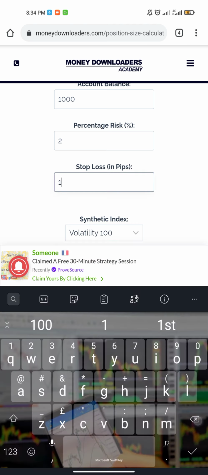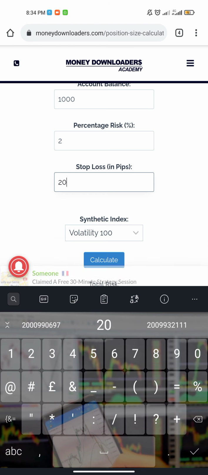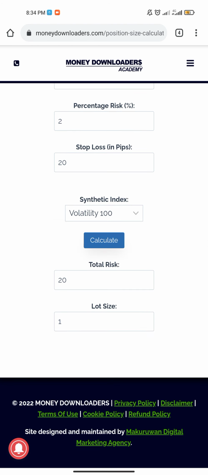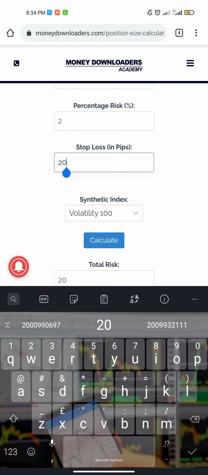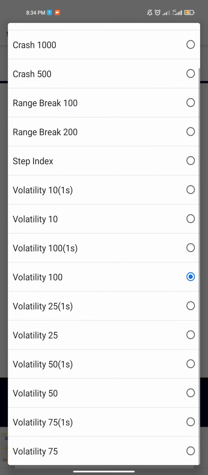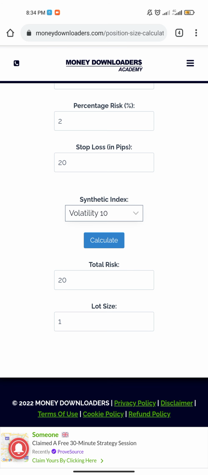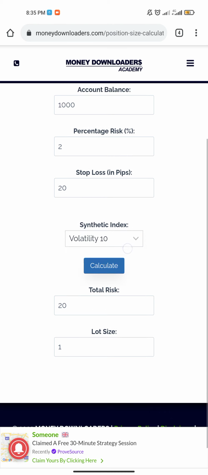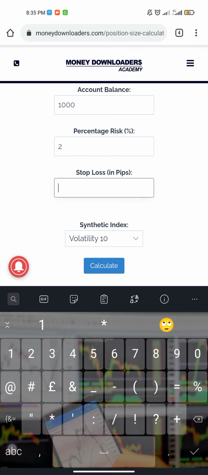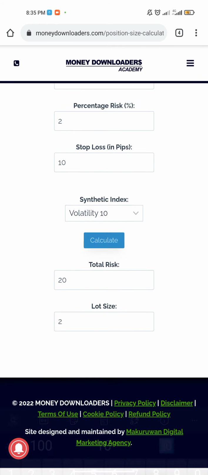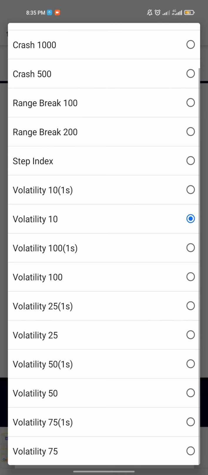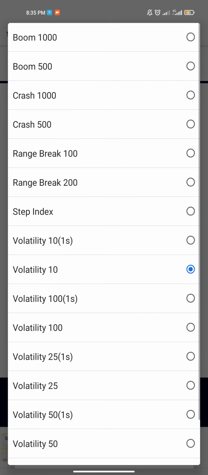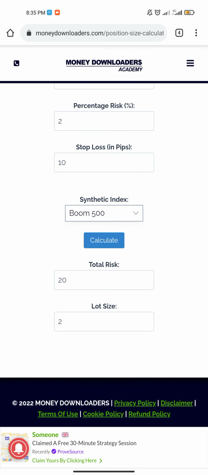Now if our stop loss increased to 20 pips, let's see the loss size that will be recommended: 1 standard lot. So let's change to V10, which is less volatile. Let's say we are risking the same amount. Calculate. 1 standard lot was recommended. Sorry, let's reduce our stop loss to 10 pips. So let's say Crash. Okay, let's do Boom 500. Calculate.